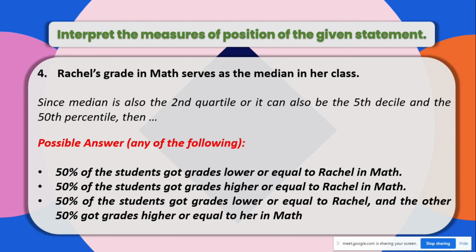Equal to Rachel in mathematics na lang. So, kung may 50% na lower, so may 50% din na higher. Okay? Or you can connect both the first and the second statement using the conjunction and.